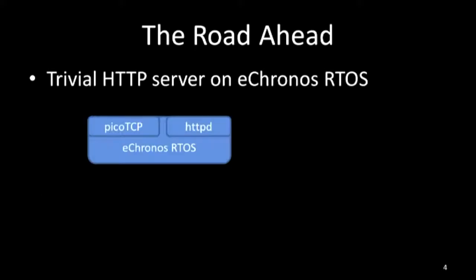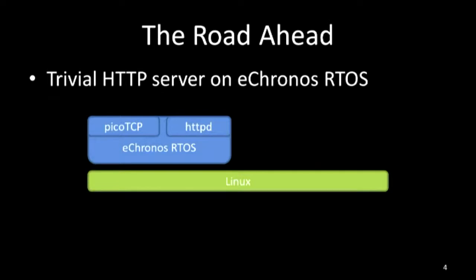So in order to set up, what is the goal of this tutorial in terms of getting something running? The idea is that we will take eChronos and port a TCP/IP stack onto it, not lwIP as Seb did, but picoTCP. I picked that one because it's actually very well maintained and very easy to port. So that was a fun little thing to do in preparation. And we'll put a really super simple HTTP server on top of that, so it does something reasonably useful.